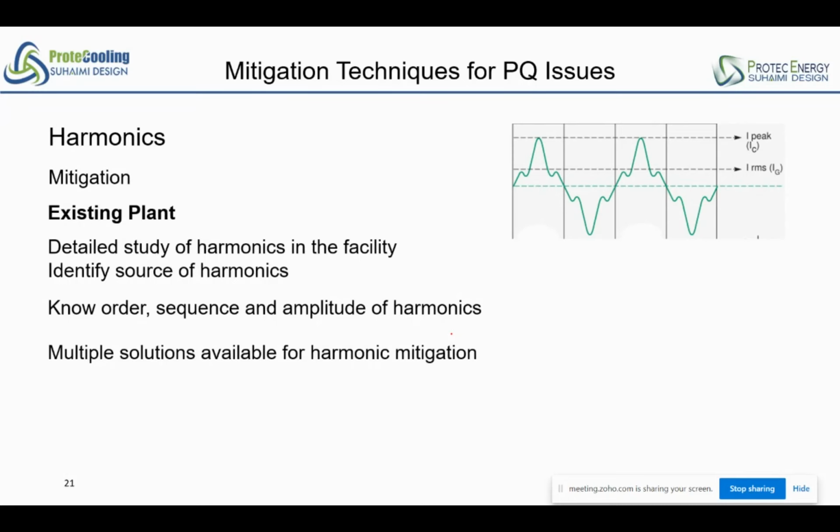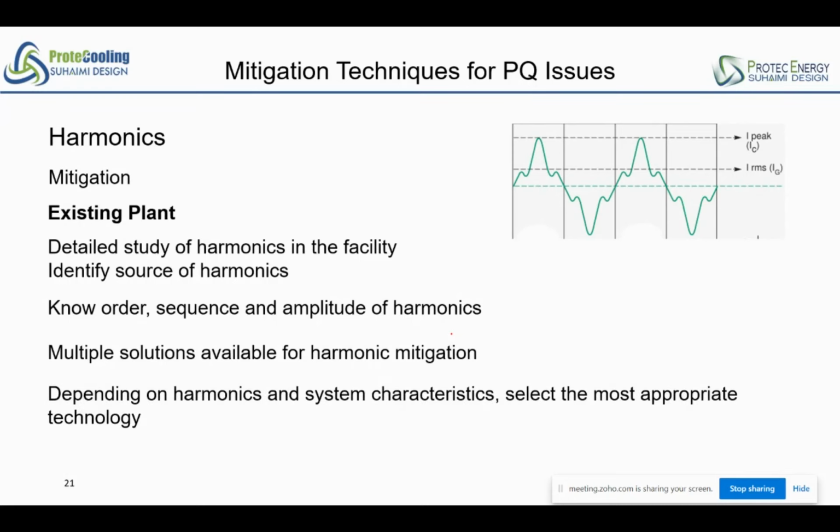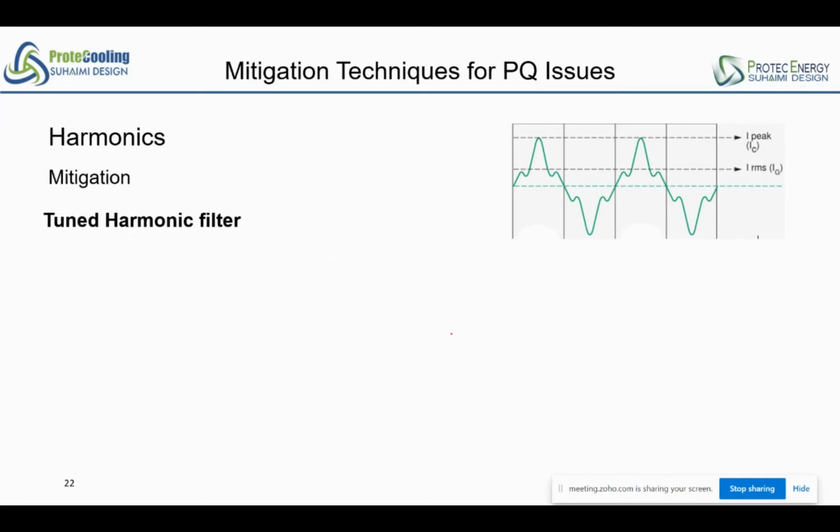Multiple solutions are available for mitigation of harmonics. Depending on the harmonics and system characteristics, we need to select the most appropriate technology. Normally what we say is, the best available technology may not be the most appropriate for you. You could mitigate your harmonics with a very basic solution also. It is not necessary that you always need to go for the most advanced technology.